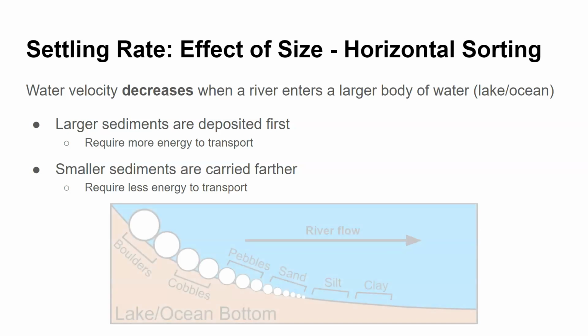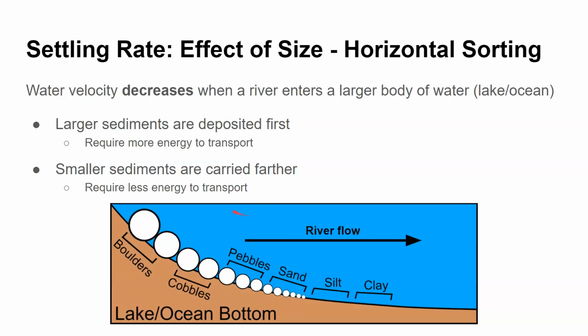So what does this look like? This diagram nicely shows this. So we have river flow from the left-hand side towards the right side of the diagram.